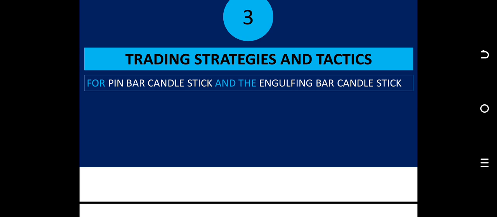We have so many candlesticks, but focusing on all of them you will get confused. The ones that most price in the market are those three that I just listed. So now, how do we trade with a pin bar and an engulfing candle? Let's start with the pin bar.